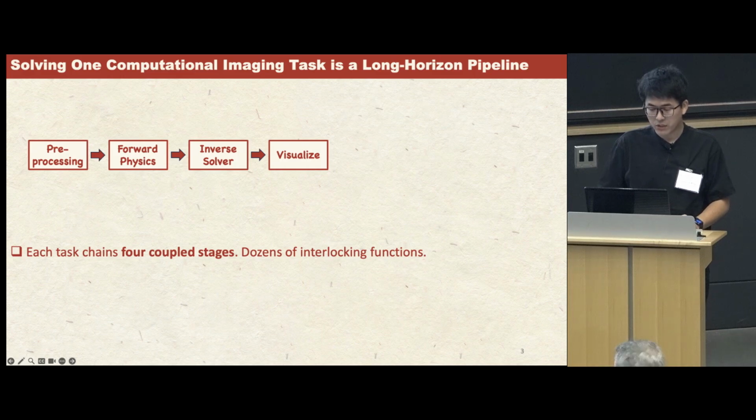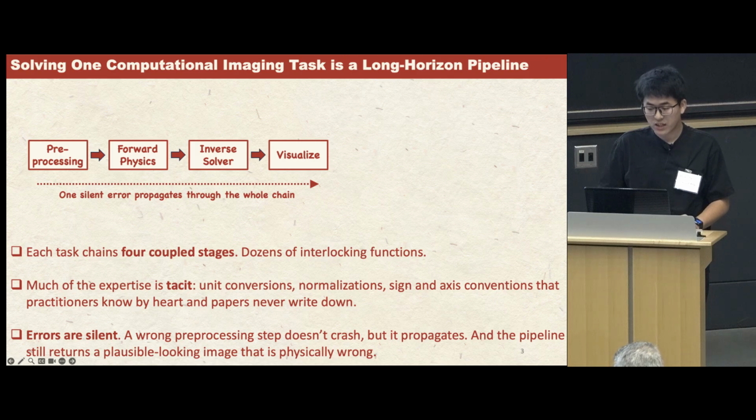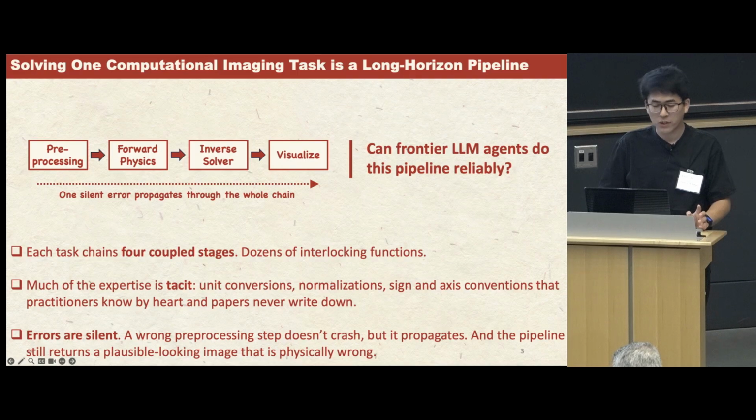And a lot of expertise never appears in the paper, like unit conversions, normalizations, signs, and axis conventions. These are things you learn from the advisor or from three weeks of debugging, not from the methods chapter in the paper. And worst of all, the errors are silent. A wrong preprocessing step does not crash, it just propagates all the way down the chain. You will get an image in the end that looks completely plausible, though it is physically very wrong. So the question is not whether a large language model can write code, but whether a frontier agent can do this pipeline reliably.